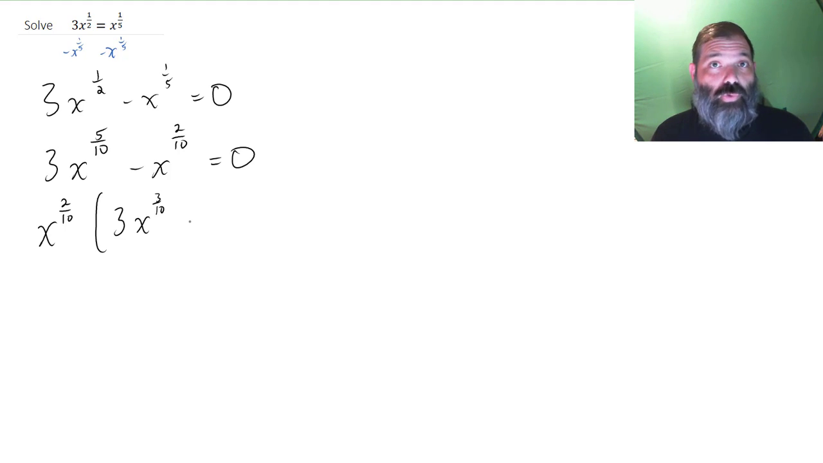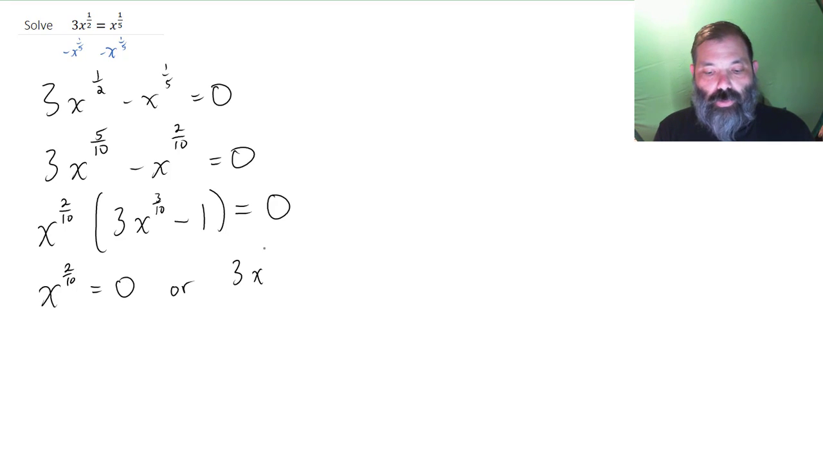And if you remember how our rules for exponents work, that should make sense. And then minus 1. Don't forget that term, distributive property backwards, basically. And this is still equal to 0. And so now I've got a factored form equal to 0. I can set each factor equal to 0. So then x to the 2/10 power is 0, or 3x to the 3/10 power minus 1 is equal to 0.